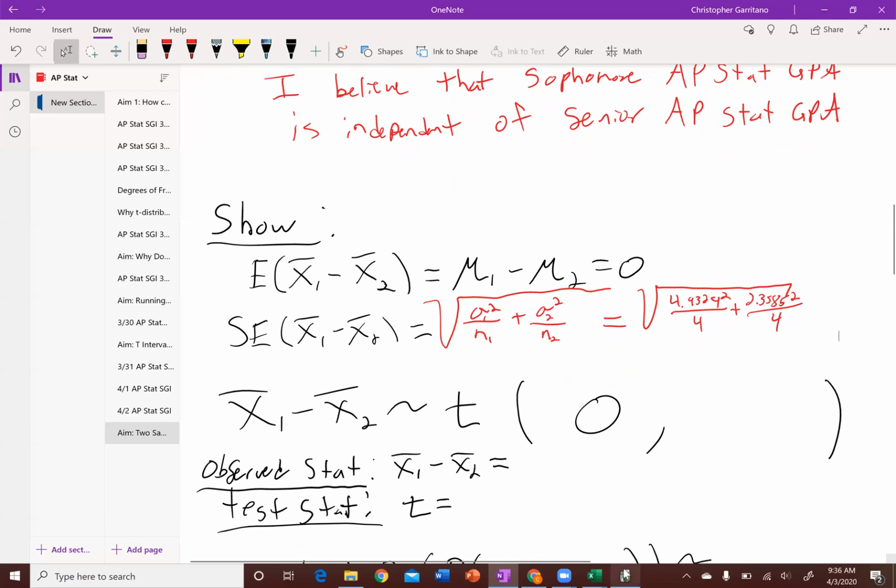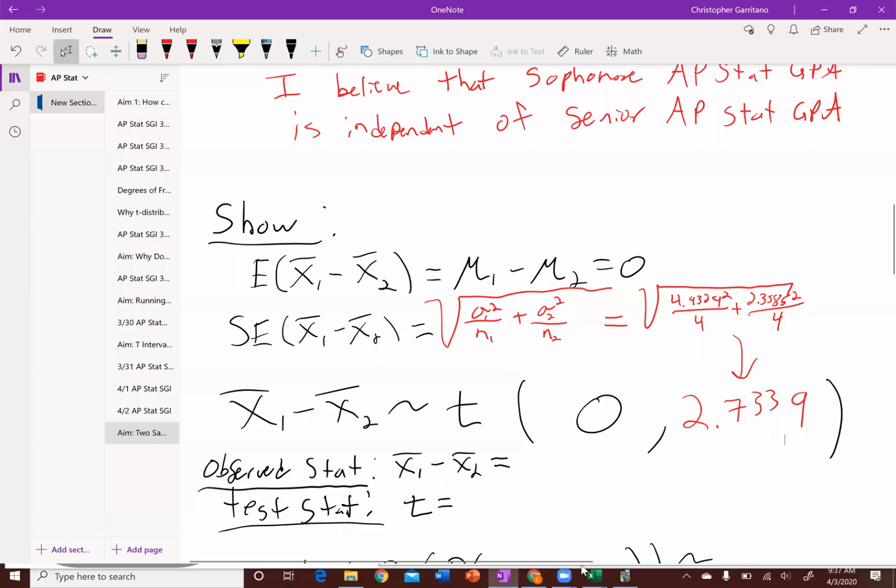So I'm going to go ahead and calculate that, but you don't need to see me click numbers. So I'm going to pause recording for a moment. Okay, welcome back. So after calculating the standard error, I got around 2.7339. Okay, so this is the sampling distribution that we are dealing with. And now we're going to, of course, plot our observed stat on that sampling distribution and see, if our assumption is true, what's the probability of observing that difference?